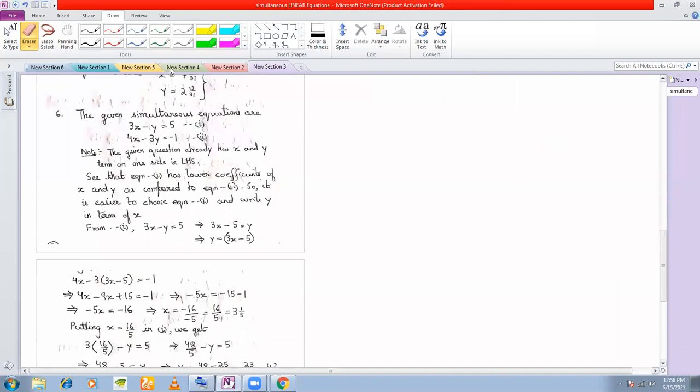The question here is, let's say, example number 2. There's no question, this is an example. Solve 3x minus y is equal to 5, and 4x minus 3y is equal to minus 1.